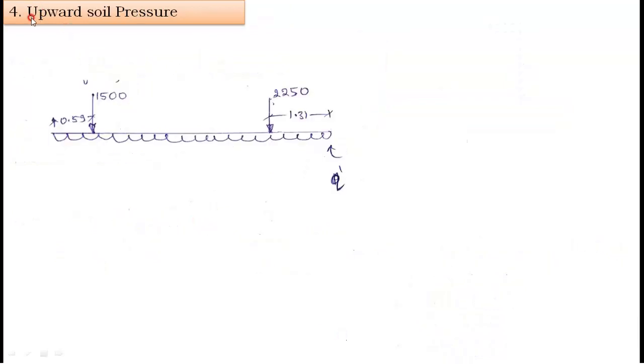Now coming to the next step, upward soil pressure. It will look like this. It is somewhat like an overhanging beam, an inverted overhanging beam, where these two columns act as supports but in reverse order. Here I have taken 1500 and 2250, but actually 1000 kilonewton is acting here and 1500 kilonewton is acting here. Because 1000 is multiplied by 1.5 and 1500 is multiplied by 1.5, I got 2250 for the other column.